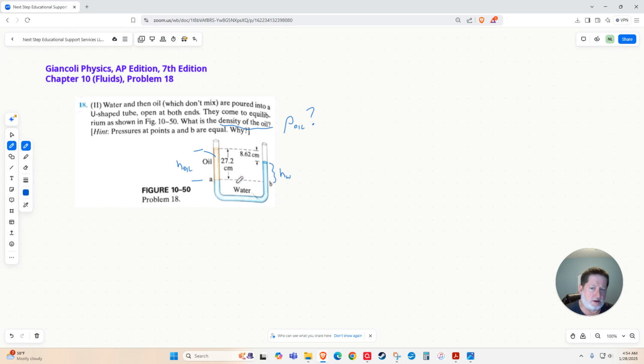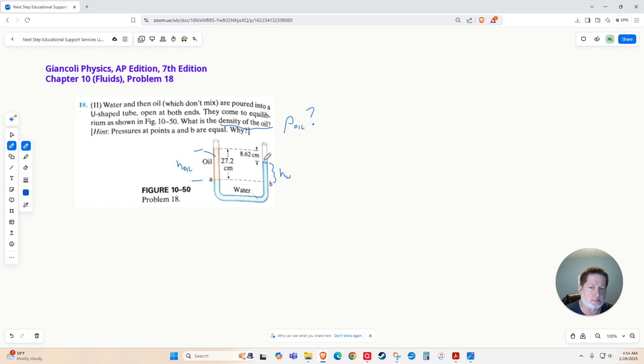You've got points A and B here at the same height. All of this fluid here is the same fluid, which is water. So because Pascal's principle tells us the pressure is going to transmit through the fluid, I know the pressure at points A and B will be the same.